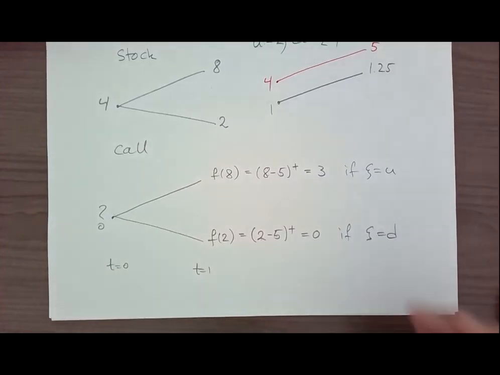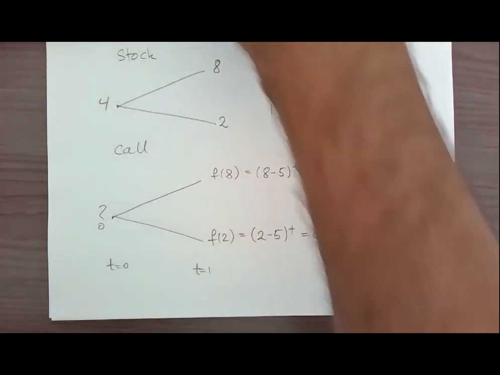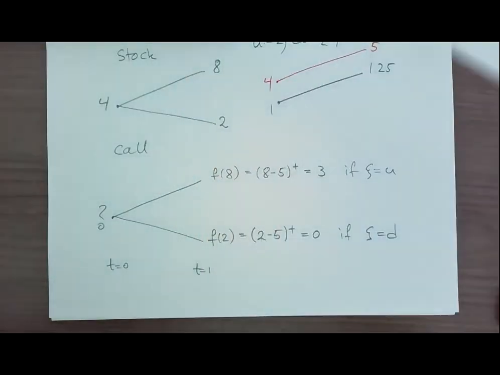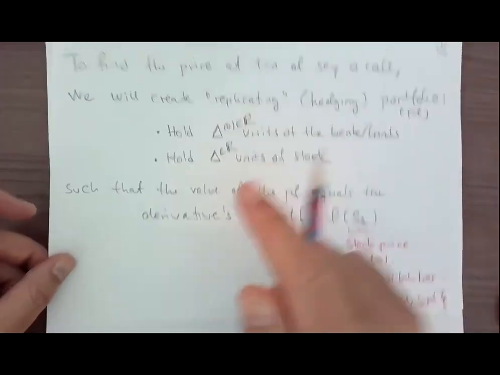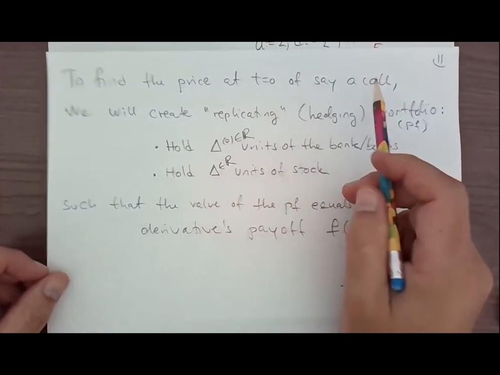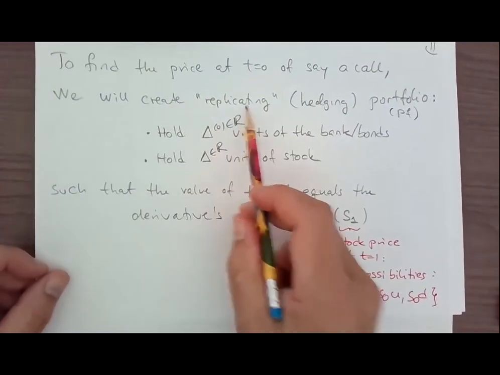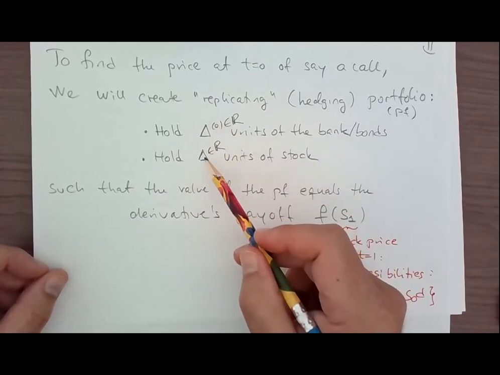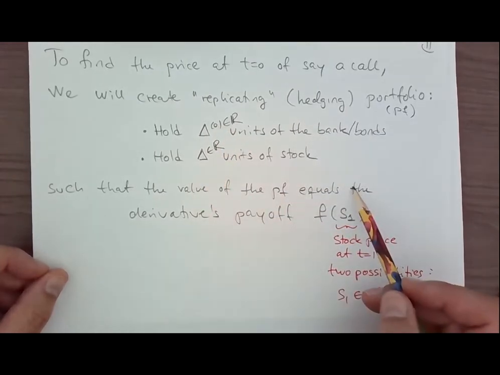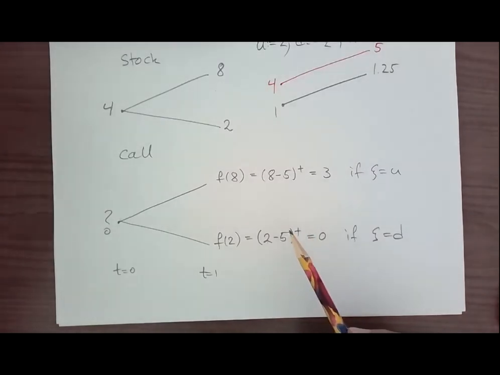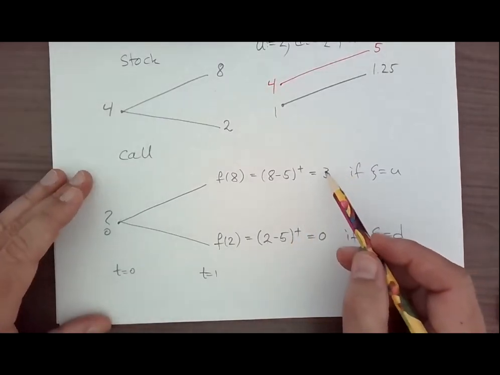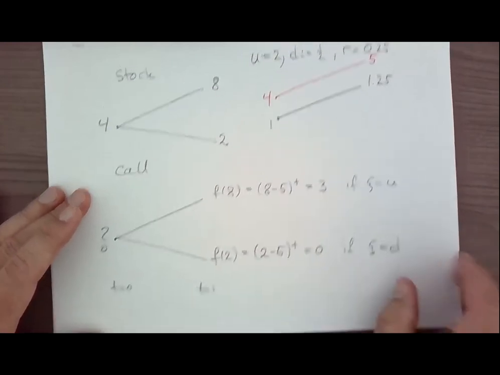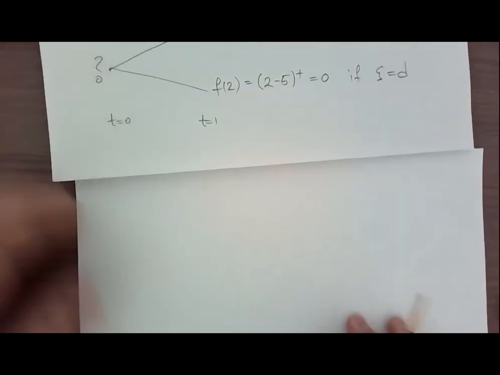So we go back to what we had on an earlier slide. We're saying that to find this price at time 0, we create this replicating portfolio. So we create delta 0 and delta such that what? Such that holding delta and delta 0 will give me exactly the values 3 and 0. Right, so we get the replicating equations.